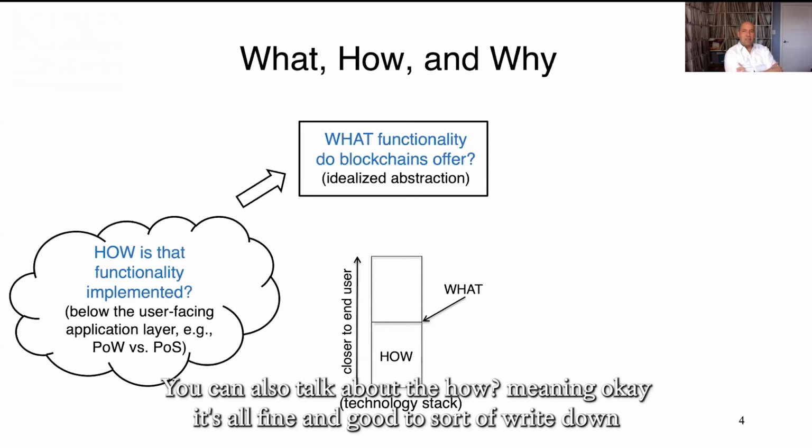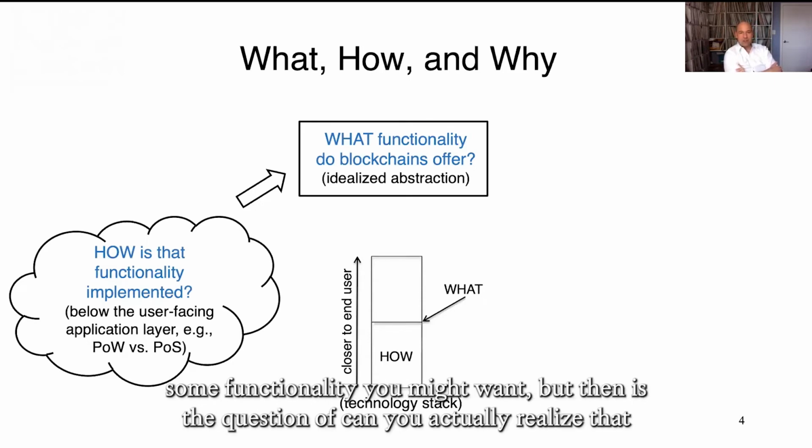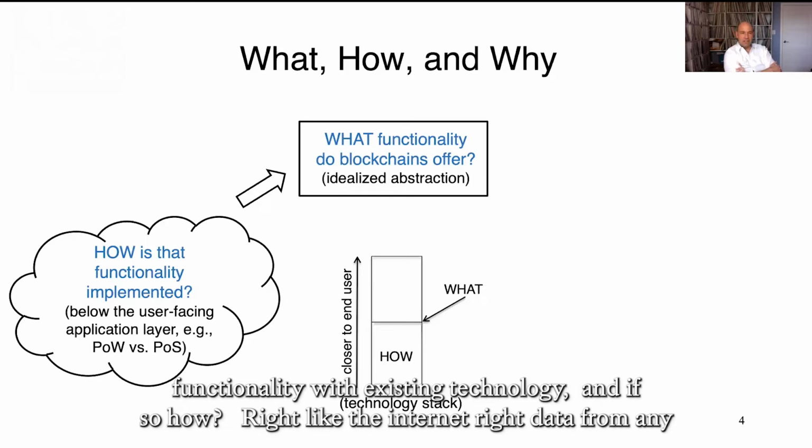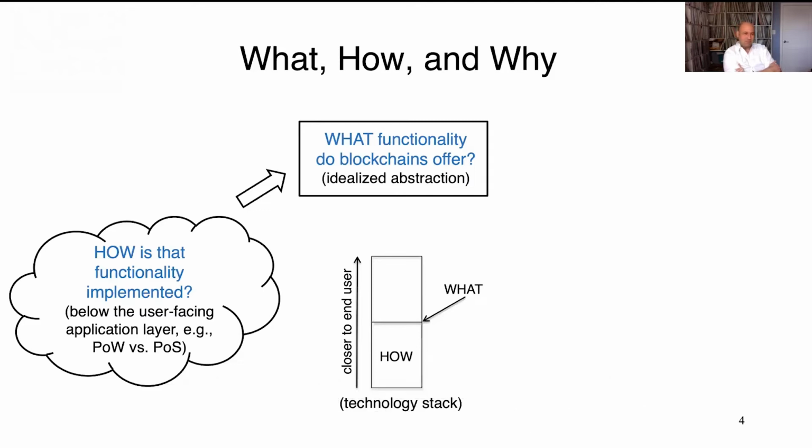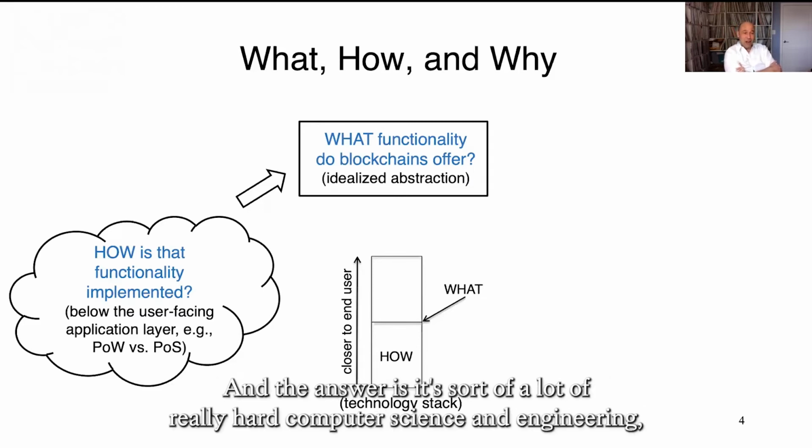You can also talk about the how, meaning, it's all fine and good to write down some functionality you might want, but then there's the question of whether you can actually realize that functionality with existing technology, and if so, how. Like the internet, right? Data from any two points on the globe almost instantaneously. How on earth is that done? That seems kind of amazing. And the answer is, it's a lot of really hard computer science and engineering.